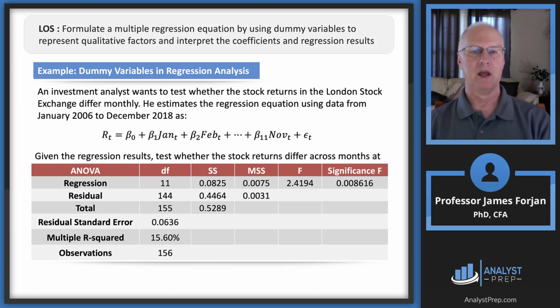So here we have a regression output. So there's our model. Notice what did we collect? London Stock Exchange data, monthly data, from January 2006 all the way out to December 2018. So there's a total of 155. There's the degrees of freedom, 11 for the model. And the difference there for the residual. So there's the output. What do we have? We have the F of 2.41, and we have the p-value out there of 0.008.